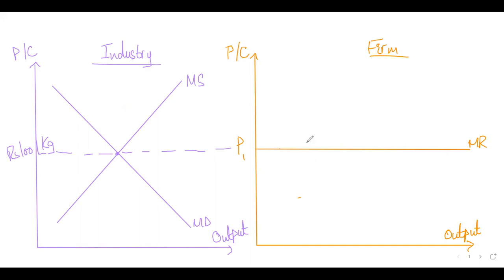Now, what are the two other curves or graphs that we need to add to this? If you remember, I said that we'll add the marginal cost graph, which is a J-shaped graph like this.